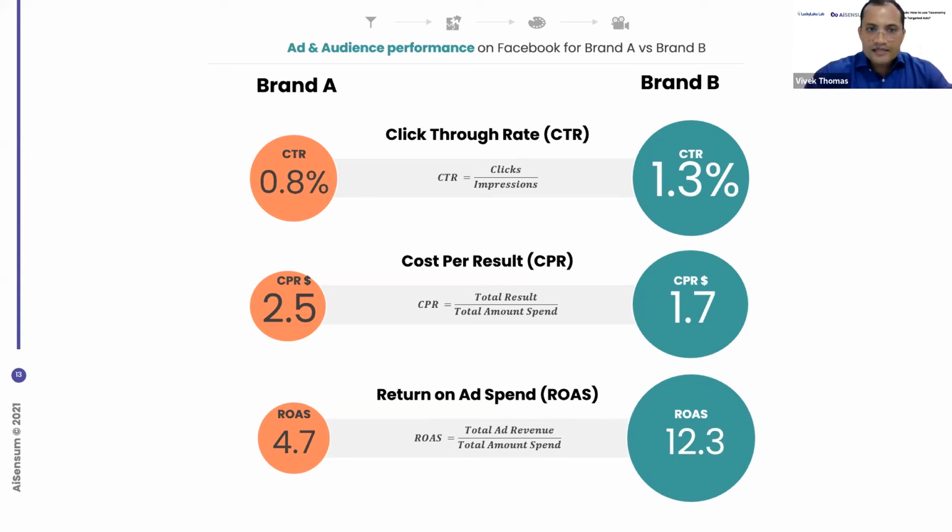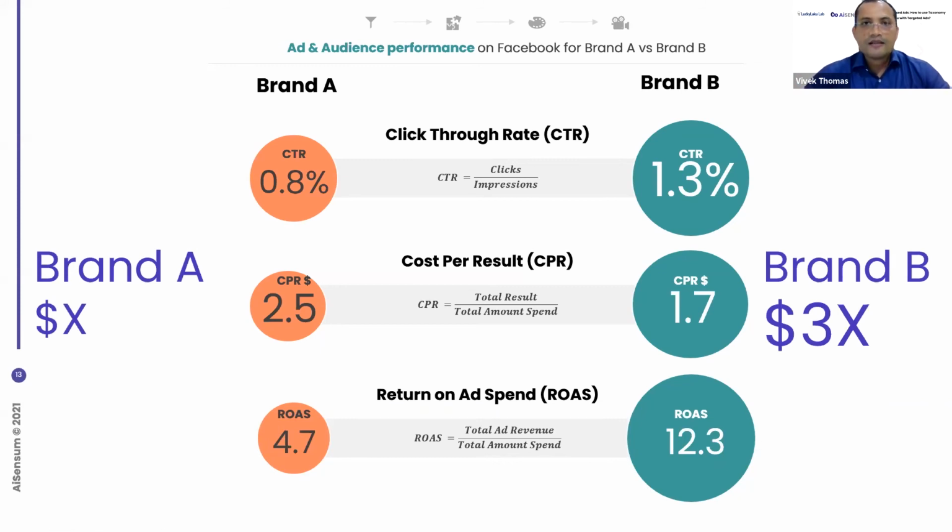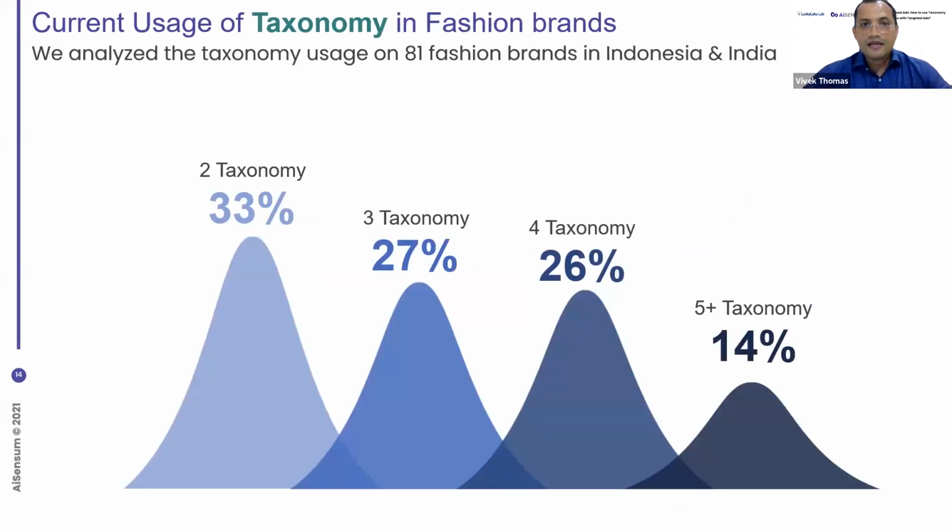Now, if you've done some emotional based targeting, you can still get 4.7x. But if you have done a wider taxonomy, a better segmentation, a better targeting, you will see that your return on ad spend is significantly higher. And as a result, if brand A made X number of dollars, brand B tends to make 3x the amount that brand A makes. And that is the reality of things.